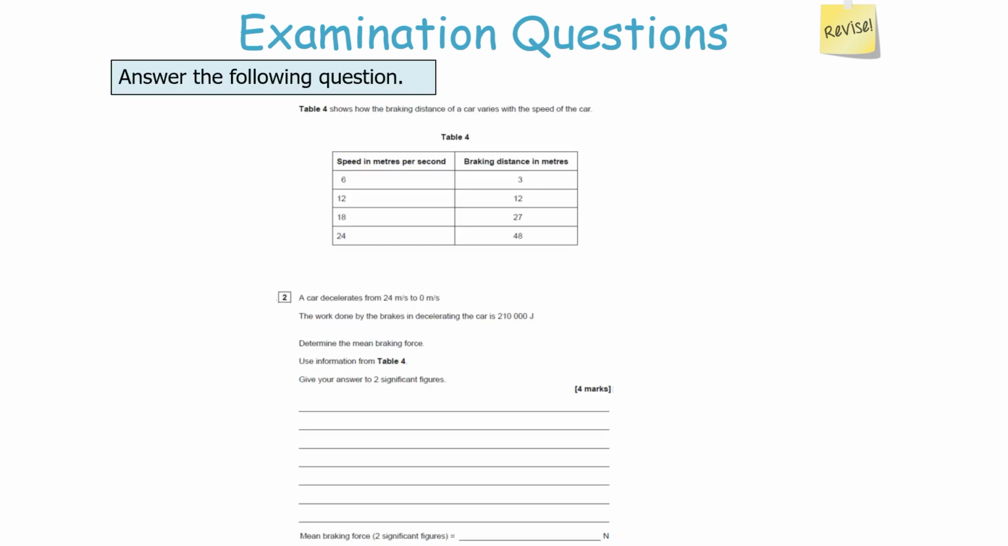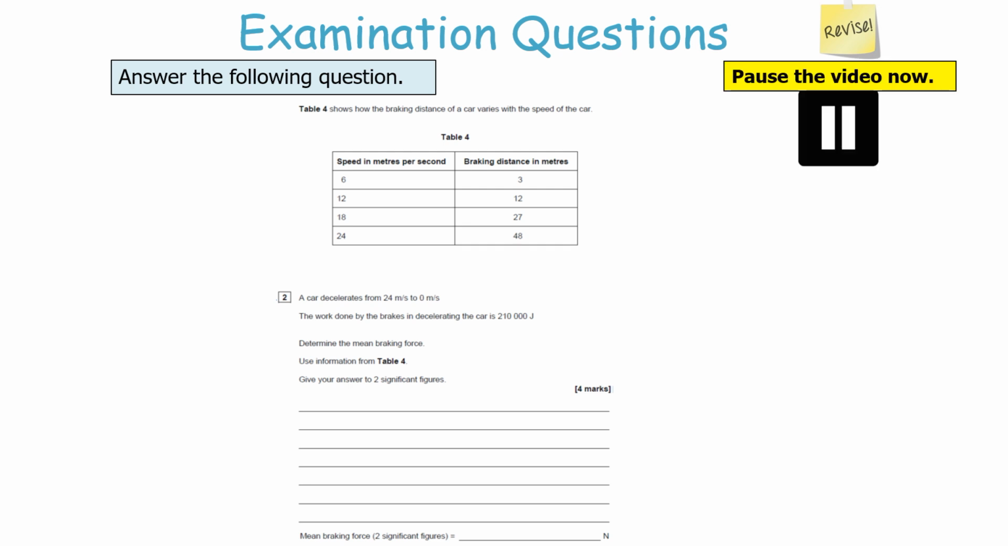The next question says, Table 4 shows how the braking distance of a car varies with the speed of the car. A car decelerates from 24 meters per second to 0 meters per second. The work done by the brakes in decelerating the car is 210,000 joules. Determine the mean braking force and give your answer to two significant figures. So pause the video now, then unpause the video when you want to go through your answer.